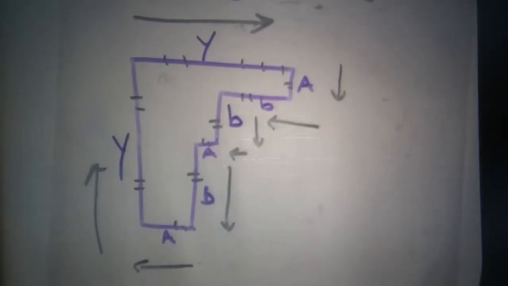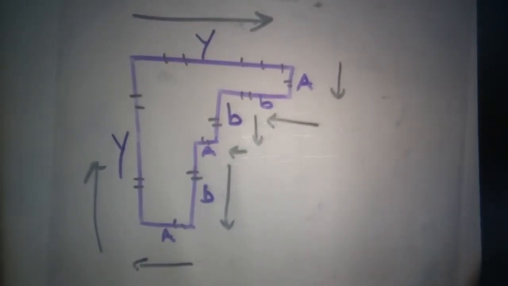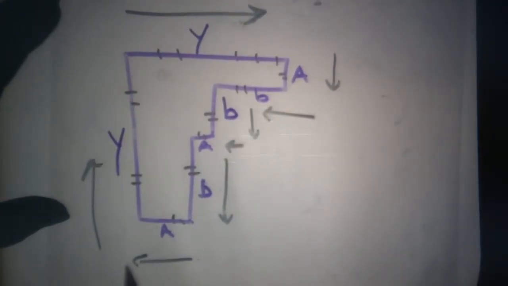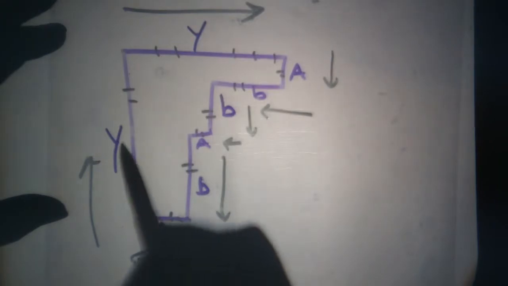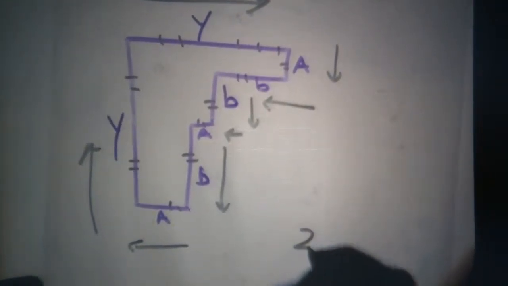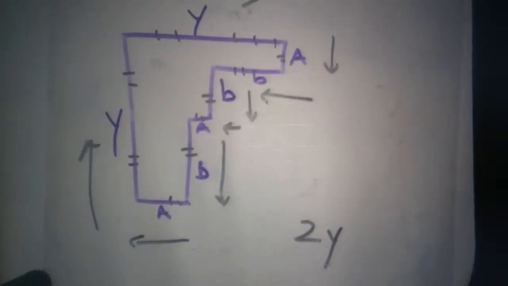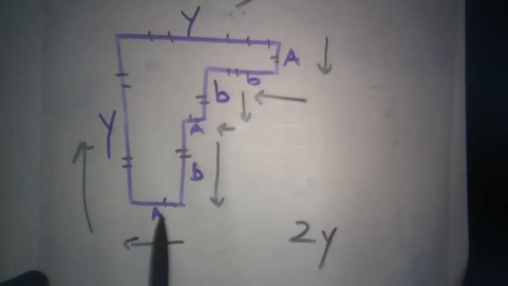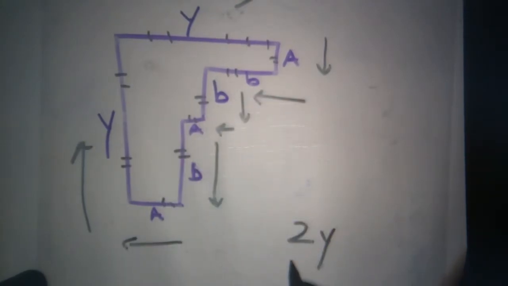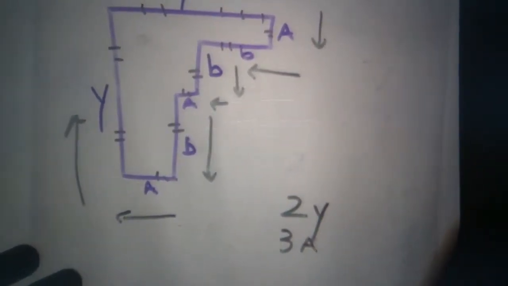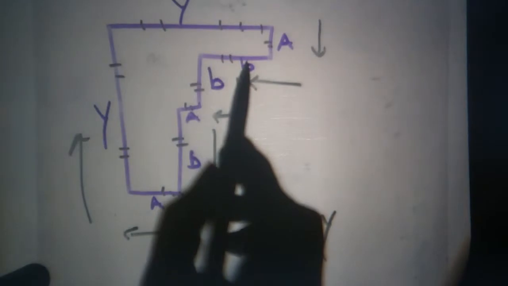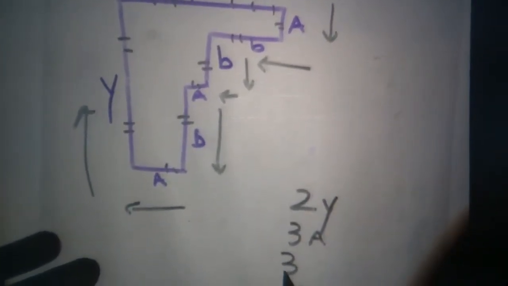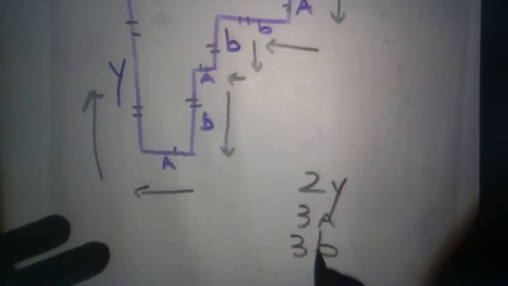So instead of doing that, I'm not going to really count the feet. I'm just going to say, well, this is the same size, this is the same size. So I have two sides that are wide. So I have two Y's. This side is the same, this side is the same, and this is the same. Well, I have three A's. Now I know that this side, this B, and this B are the same. So I have three B's that are the same.